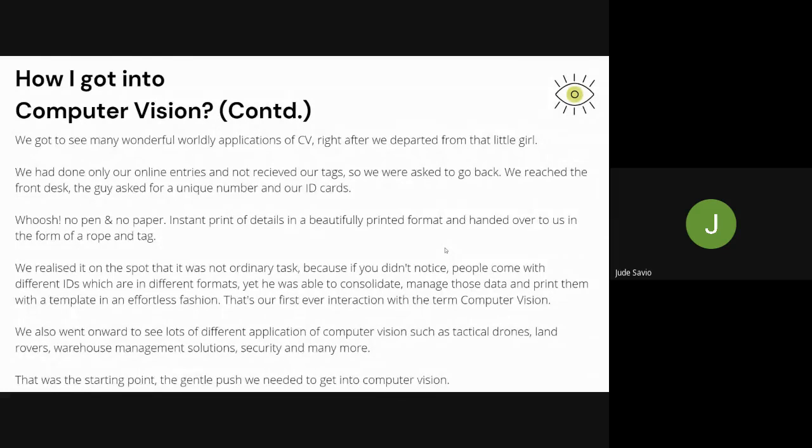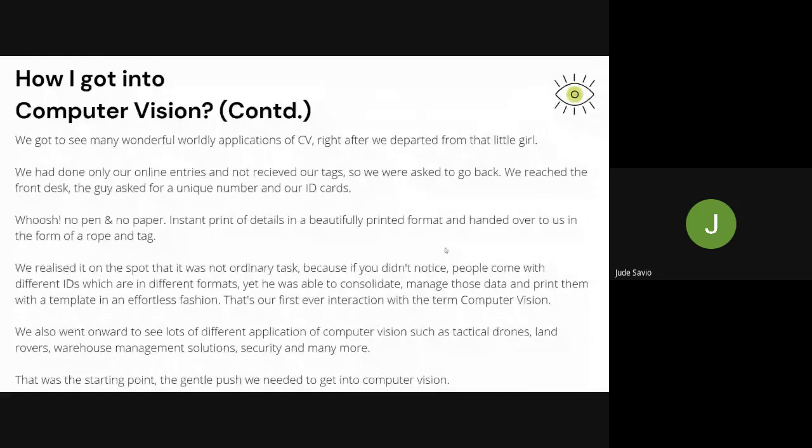And within a matter of seconds, he used no pen, no paper, just a camera, instant print of details in a beautifully printed format, and he handed over to us a beautiful tag with a rope around it. It just took us 2 minutes max for literally four people. And you know how things start getting messy right from the registration, right? When people come in, they form huge queues, there's chaos everywhere, but they beautifully managed it.